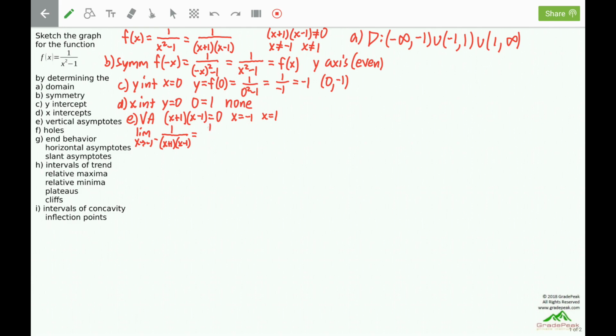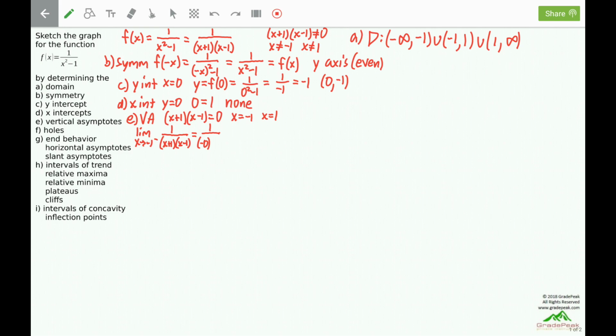The numerator is a 1. The denominator, we can plug a negative 1 into the first factor. Negative 1 plus 1 is a 0. However, we're approaching negative 1 from the left side, which means we're more negative than negative 1. When added to a positive 1, it will be a negative number while approaching 0. So it will be a negative 0.